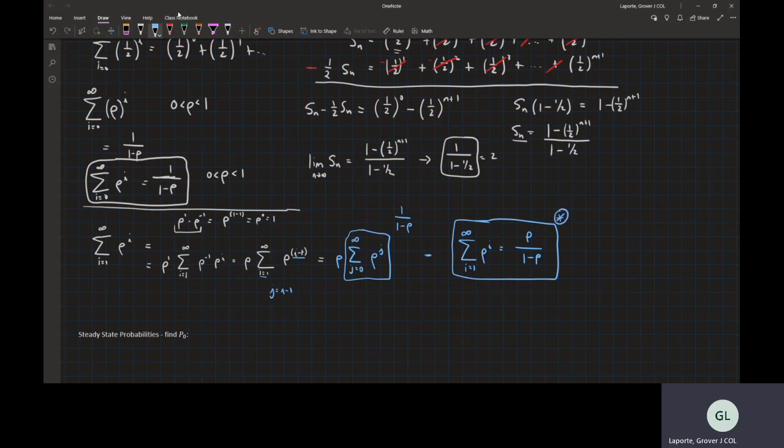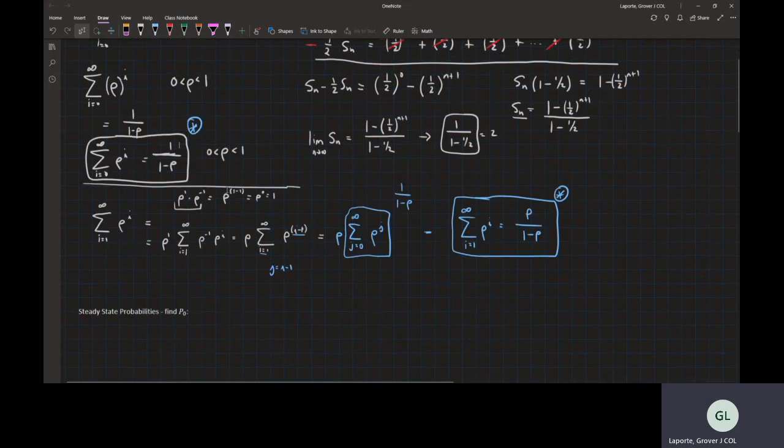I put a little star by it, and we have this result, and we put a star by it. We're going to need both of those here in a few minutes. So our next thing that we want to talk about, so that's just a review of infinite sums.